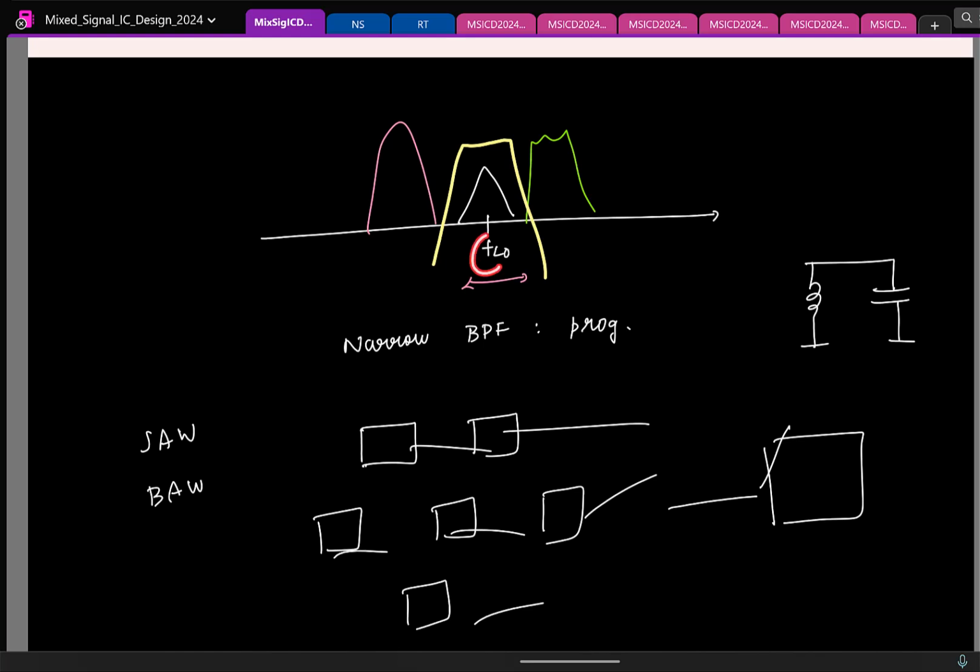The center frequency should be changeable, right? That's because you don't always transmit and receive in one particular center frequency. The channel frequency keeps changing depending on the availability of the spectrum, right? So again, one line of thought for that is this. We are kind of convinced that having a narrow bandpass filter on chip is not possible, but we can make narrow low pass filters.